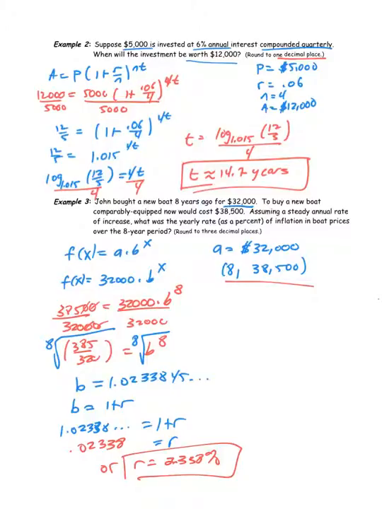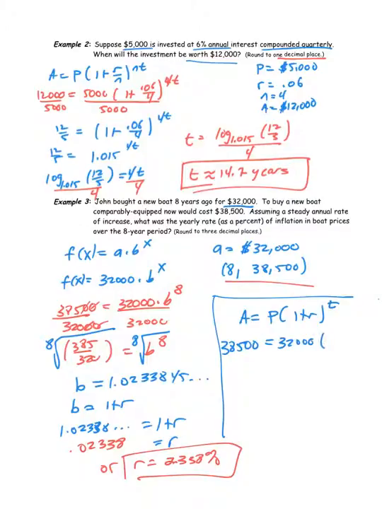We can also solve this problem by thinking of it as compound interest. So I'll do that over here on the side. I can think of this as A is equal to P times (1 plus r) to the t. And here, A is the same thing as above. A is the amount of money we end up with, or the price of the boat after 8 years, I should say. So 38,500 is equal to the initial price of the boat, 32,000, times (1 plus r) to the 8th. And then we can solve this problem in a similar way.